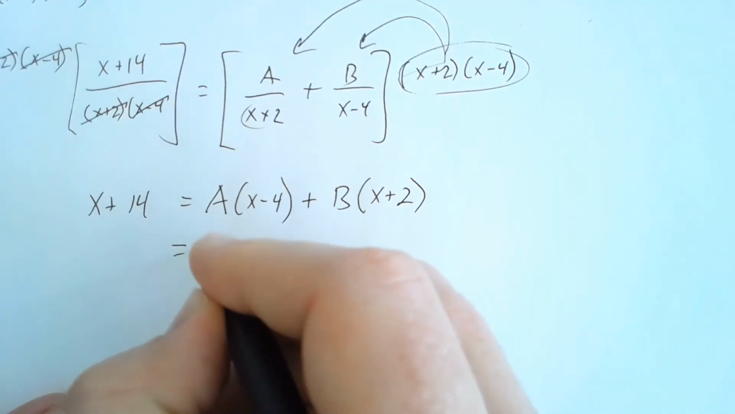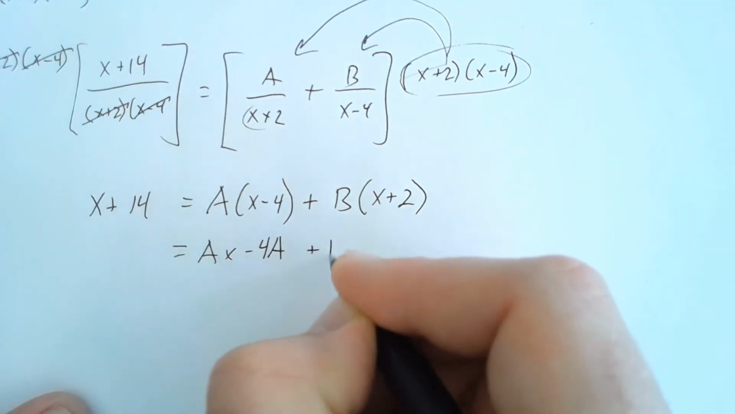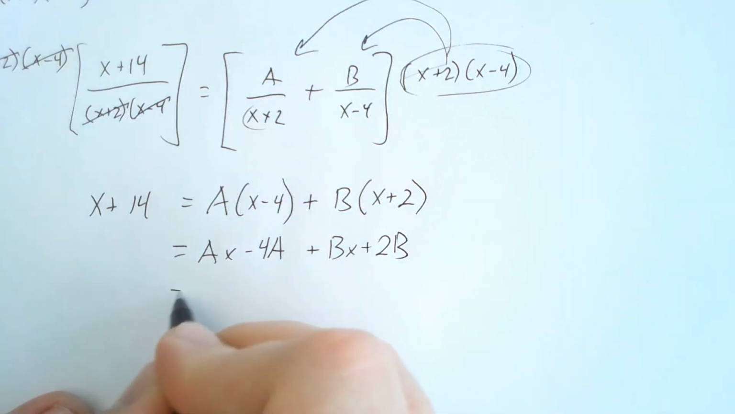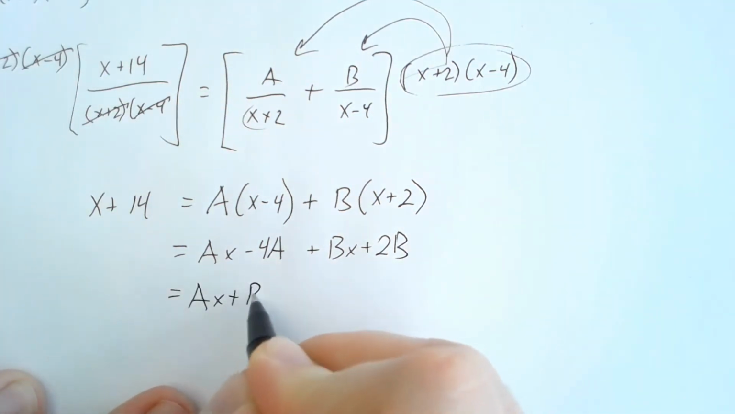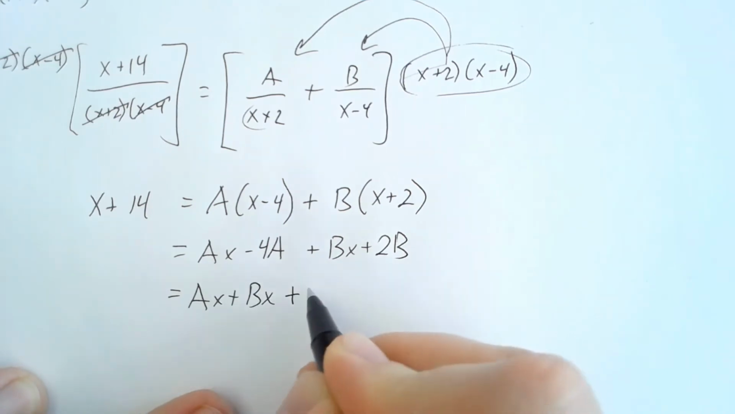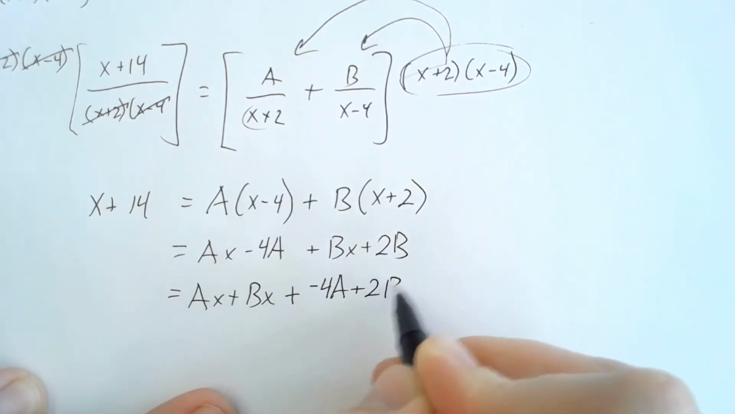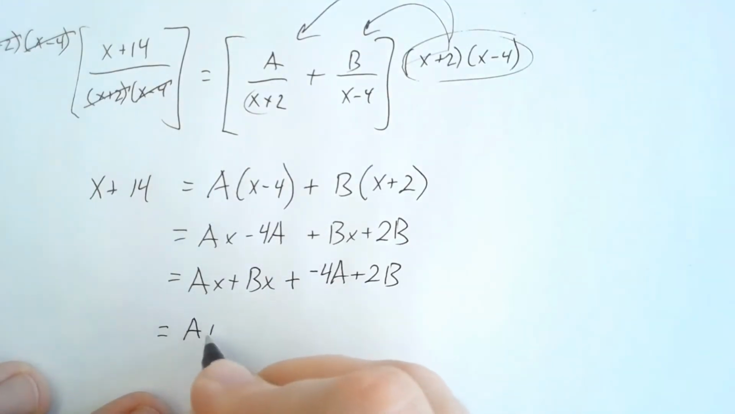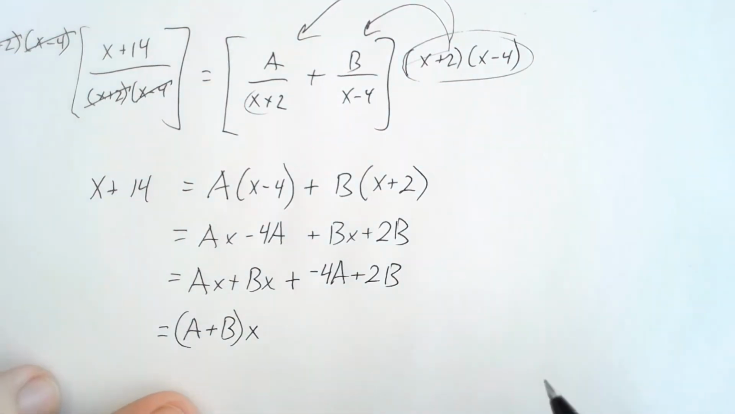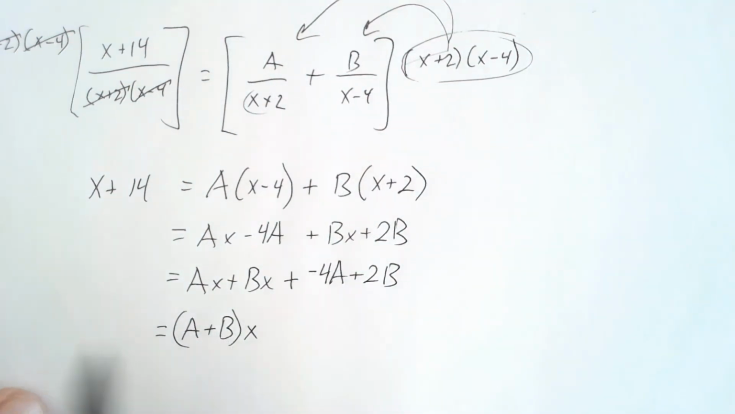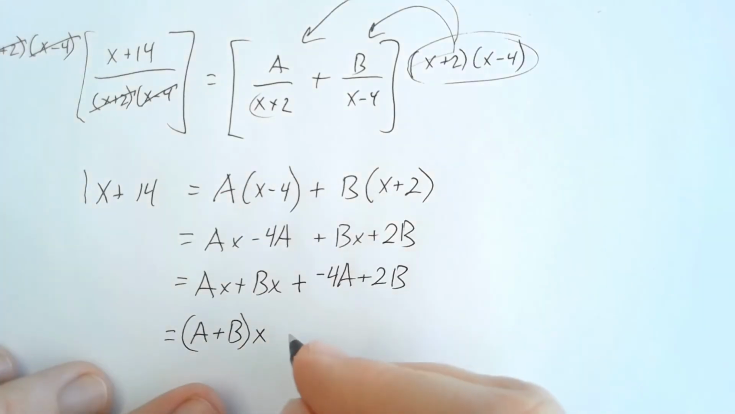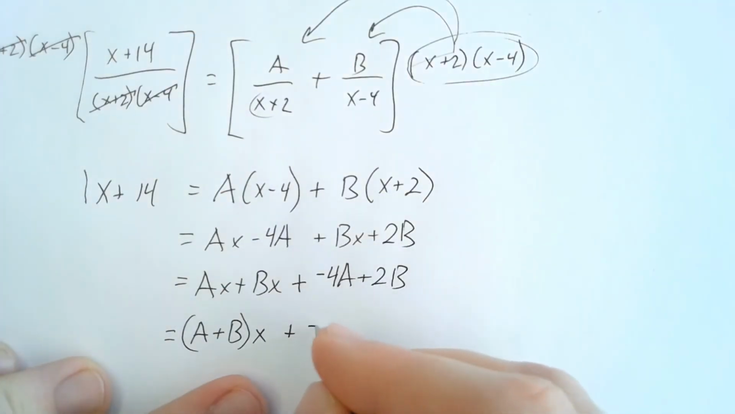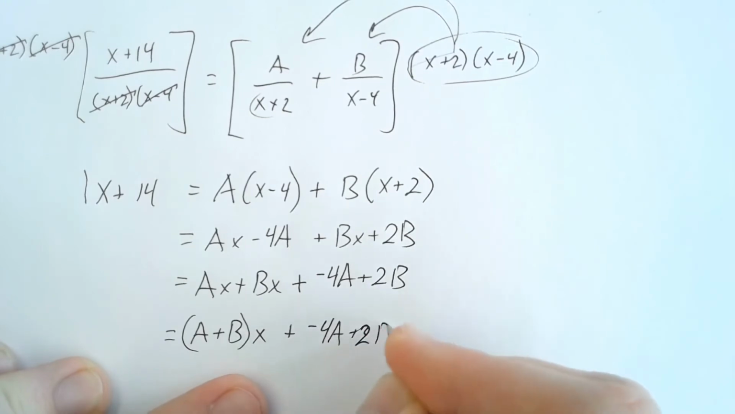I'm going to distribute the a, so I'm going to have ax minus 4a plus bx plus 2b. I'm going to rearrange this a little bit, so I have ax plus bx plus negative 4a plus 2b. Now, these are the only two terms with x in them. If I factor the x out, I have a plus b times x. This a plus b has to be equal to 1. I know that to be a fact because no other terms with x are here. The second piece is my constant setup, so negative 4a plus 2b has to equal 14.